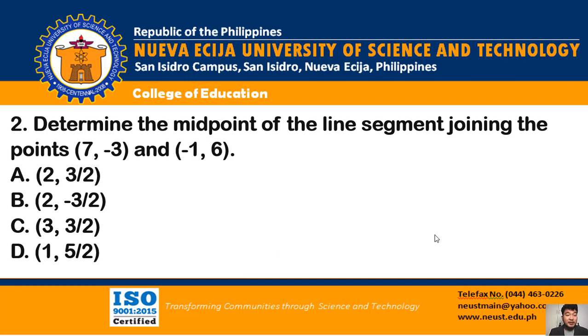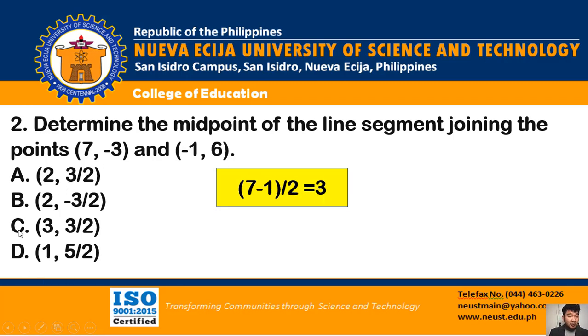Number 2, determine the midpoint of the line segment joining the points (7, -3) and (-1, 6). For you to determine the midpoint of the line segment given two points, you have to solve for the x and y. You add x sub 1 and x sub 2, then divide it by 2 to get the x. So you will have 7 plus -1 is equal to 6 divided by 2 is equal to 3.